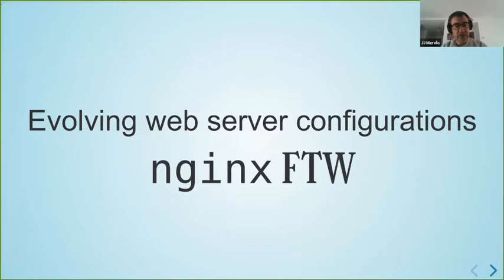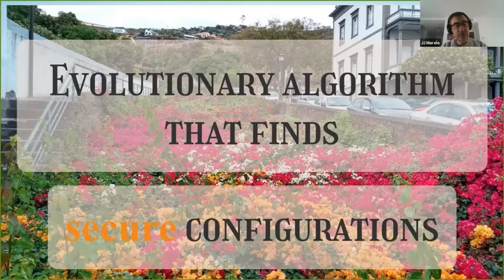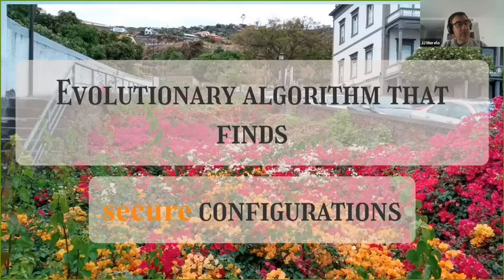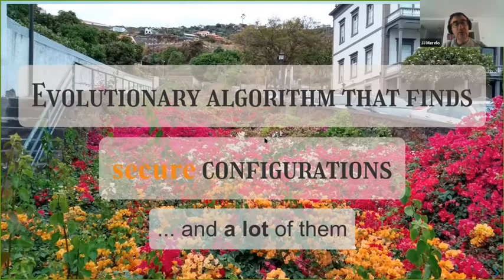So the thing is that we are going to use an evolutionary algorithm that finds secure configurations. And those secure configurations, we need to create a lot of them. We need to generate a lot of them. Why? Because if we want to present a moving target to the internet, one of the things we need to do is to change them often. So not only do we have to create a configuration that's secure by itself, but we also need to create lots of them. That's one of the main things we need to do, right?